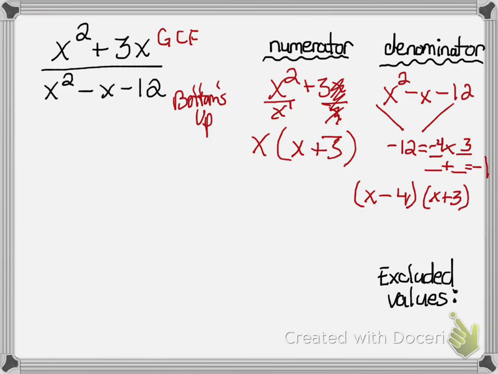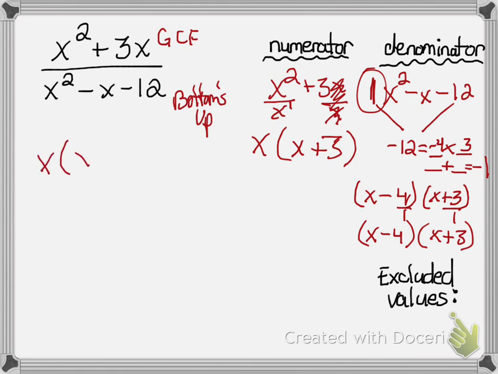And then divide by whatever my a is. My a is that imaginary 1 right here, so I'm dividing both of these by 1. Doesn't change anything, so I don't have to do bottoms up. So I'll have x minus 4 and x plus 3. So now that I have factored out my numerator and my denominator, I'll put them back together. So in the numerator will be x times x plus 3. My denominator will be x minus 4 times x plus 3.